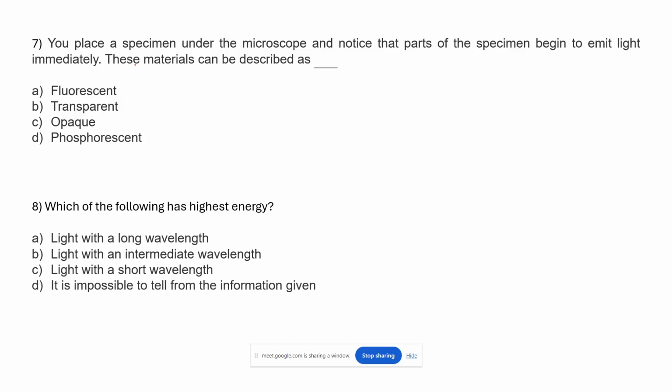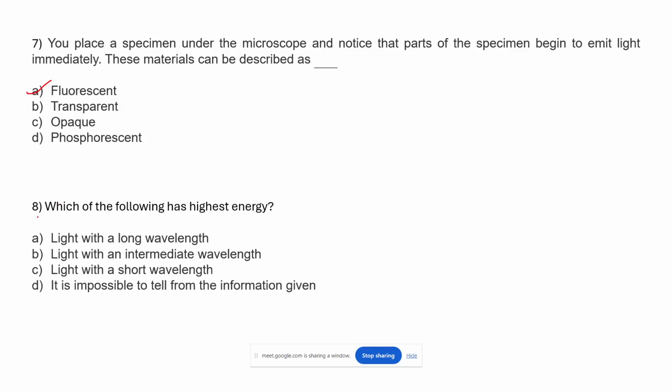Yeah, the first option, fluorescent, is the correct answer for this question, because fluorescent materials will emit light immediately. The transparent will transmit all the light, and the opaque will not transmit any light and will not emit any light on itself. So option A is the correct option.